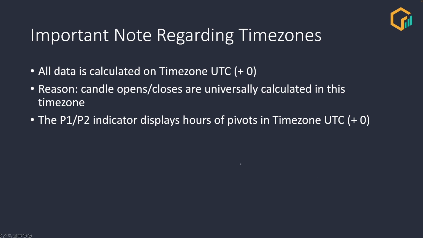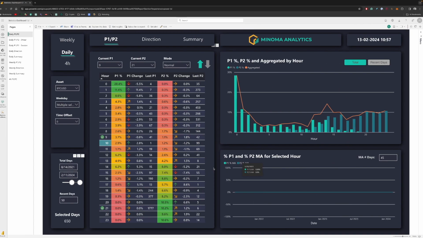Right, so with that out of the way, let's dive into the actual dashboard itself. This is the first thing you will see when you open it. These are also more or less the standard settings. And at first sight, there's probably a lot coming at you. To keep things simple, we're just going to look at a few things in this video. We're not going to look at everything. For the table itself, which is the first thing I want to cover, I just want you to focus on the column hour, the column P1%, and the column P2%.